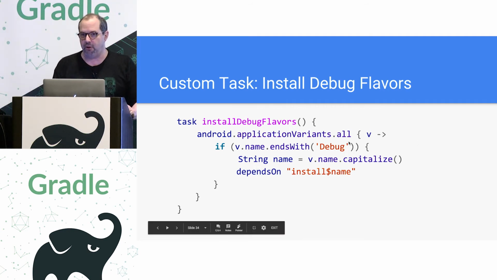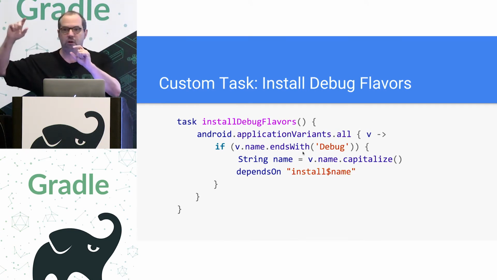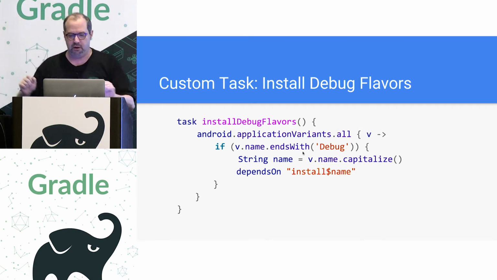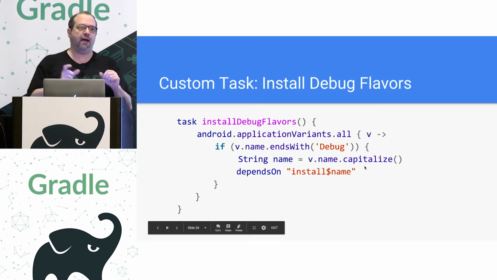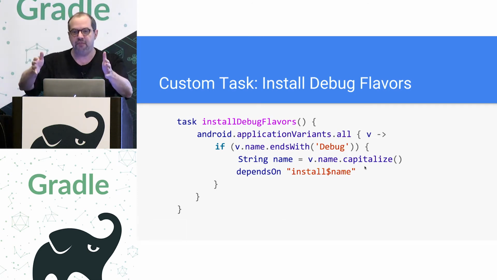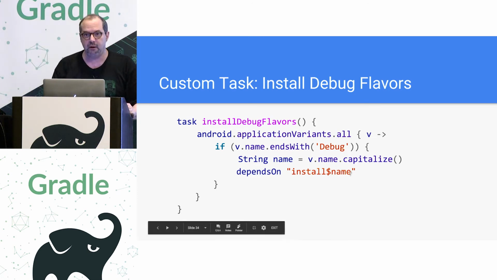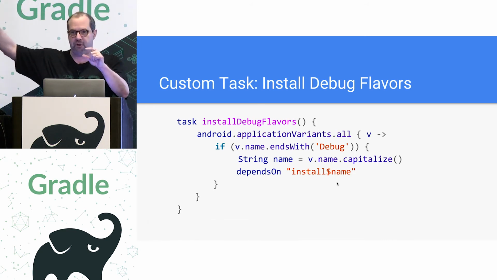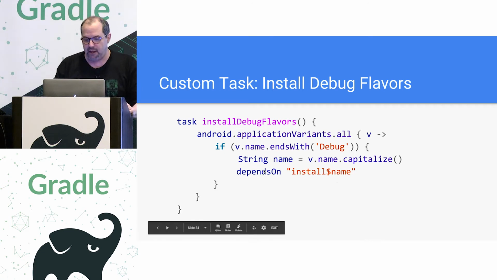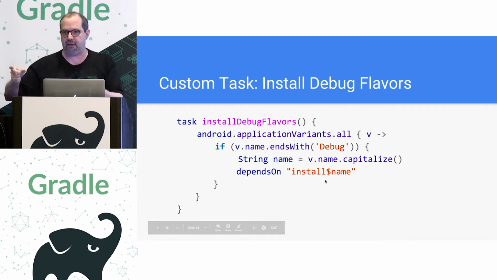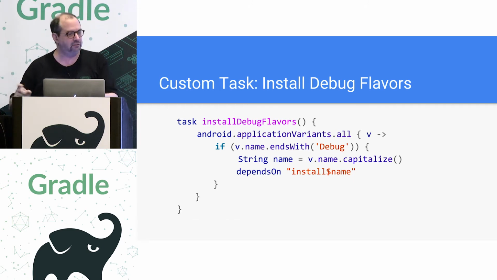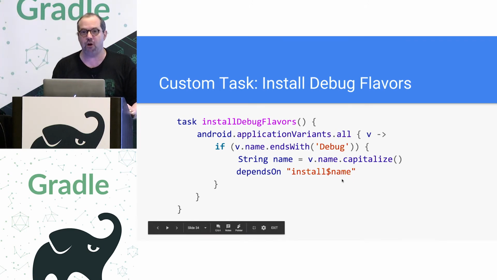The idea is to grab all the variants. And if the variant name ends with the word debug, I'm only going to install the debug variants on devices. Then I want to form a task which says install and then the variant name. And in fact, of course, I need to capitalize that so that I get the camel case name for that task. And the idea by saying depends on is I've dynamically created the task for each of these variants and made my task depend on that one.